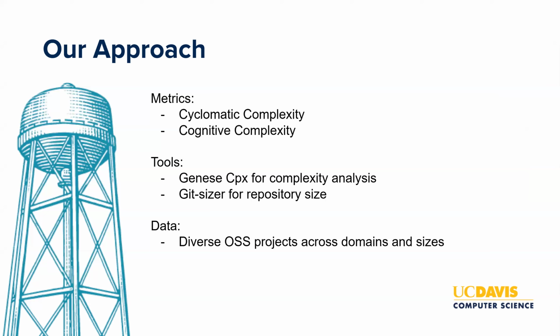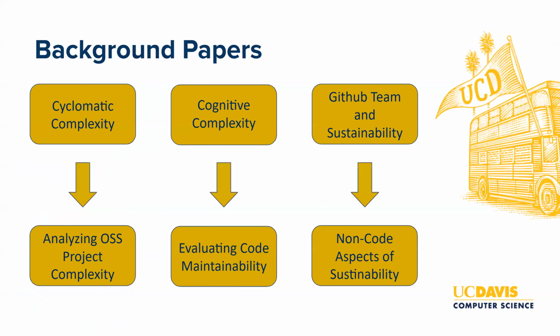The tool we're going to be using is Lizard CPX for calculating cyclomatic and cognitive complexity. We'll be using GitSizer for understanding patterns like size. And lastly, we'll compare the complexity metrics across different OSS projects. Next slide. But before that, we want to understand three papers that are highly related to our project.